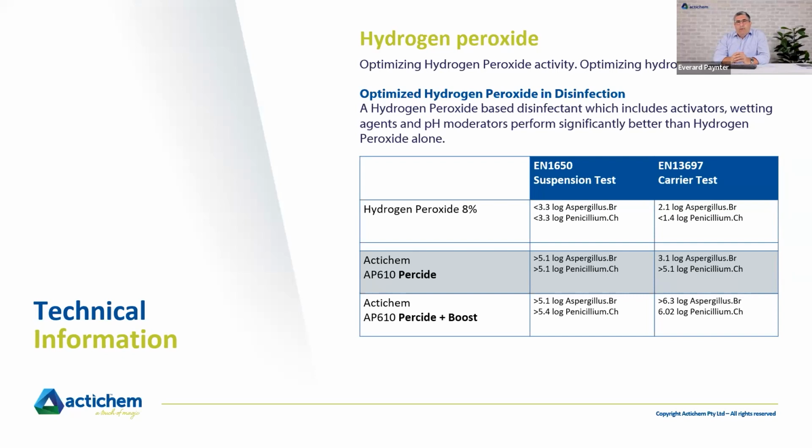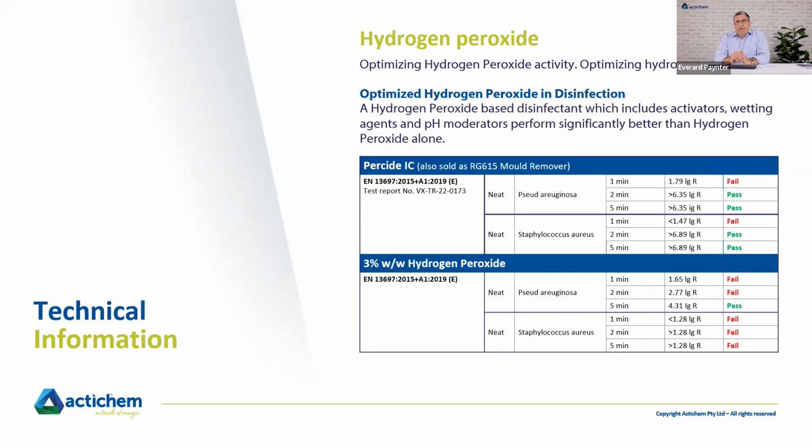Then the bottom one, which is our Percide Plus Boost, that is when we are boosting it, we're increasing the pH into the alkaline region. We're also adding additional activators to it. You can see there's another step up in its ability at reducing the spore count on those Penicillium and Aspergillus molds. Very interesting. We can't just say, well, we'll just use hydrogen peroxide. Using hydrogen peroxide just on its own doesn't really meet our requirements.